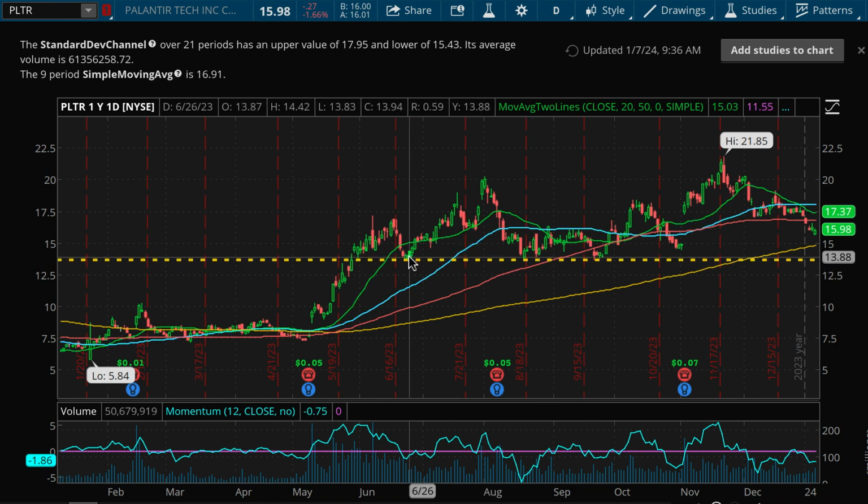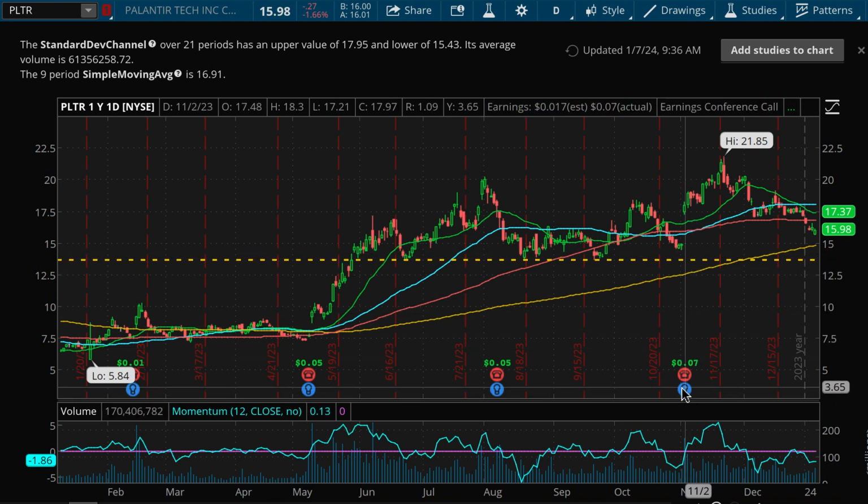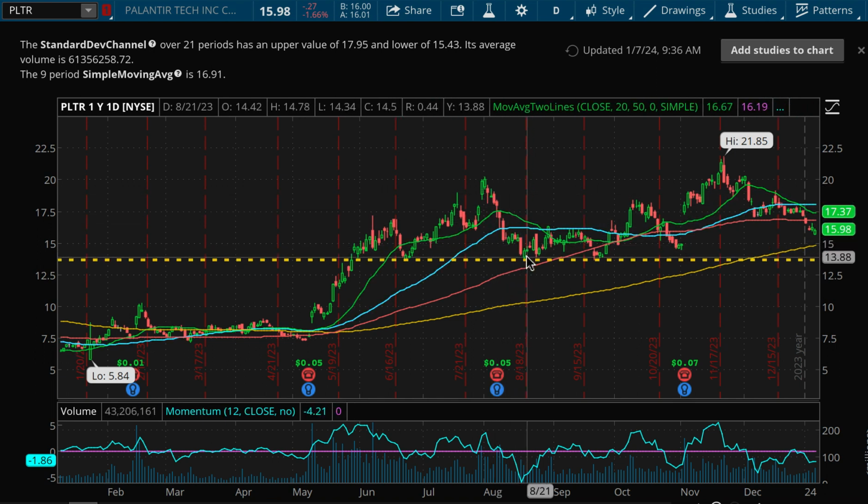It has once, twice, three times. The fourth time, it was getting there until when? Earnings. Earnings were so good, but the previous earnings disappointed Wall Street, and guess what? It took the stock right down to the support level. So now this trend line right here is what you can refer to as support.